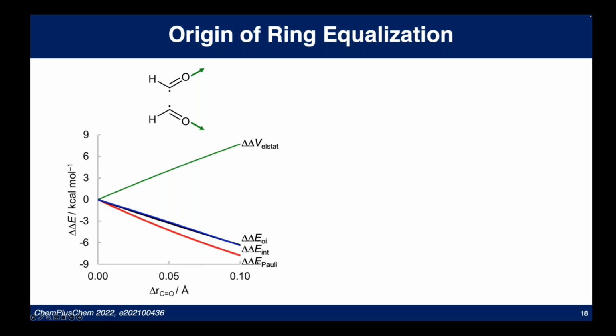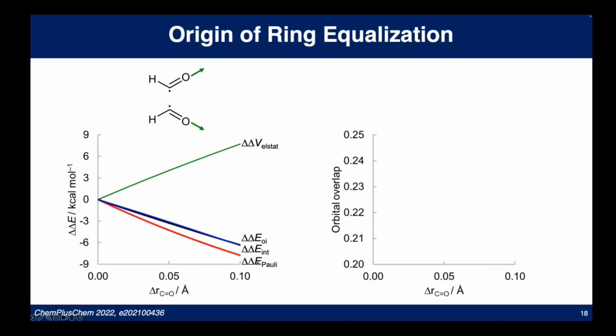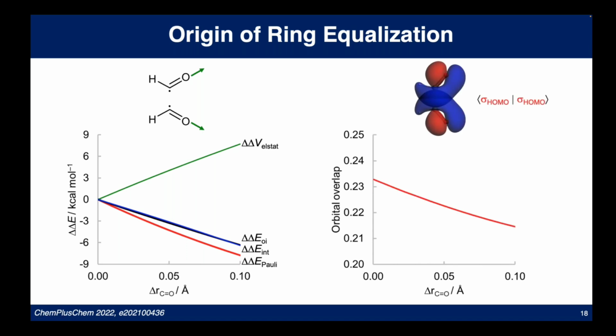Pauli repulsion becoming less. And what we saw there is that when you elongate the CO, the two occupied orbitals of the sigma HOMO will have a smaller overlap. So here is a picture where you can see that. The CO bond will have less amplitude on the carbon, and therefore there will be less repulsion.